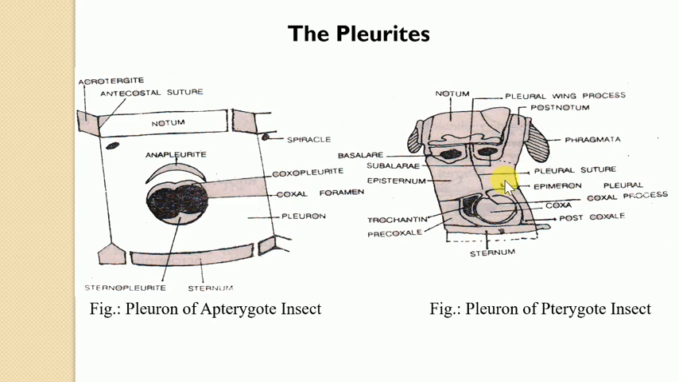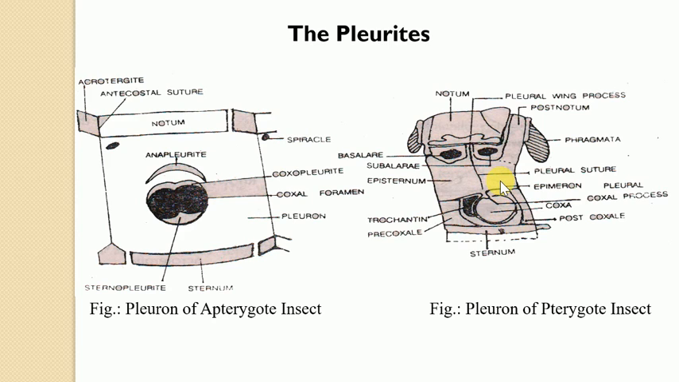Similarly, due to the presence of such a transverse suture, the epimeron is also divisible into anterior and posterior subsclerites, which are referred to as the anepimeron and katepimeron. So this kind of division is present only when there is a transverse suture, which is responsible for dividing the area of the episternum and epimeron.